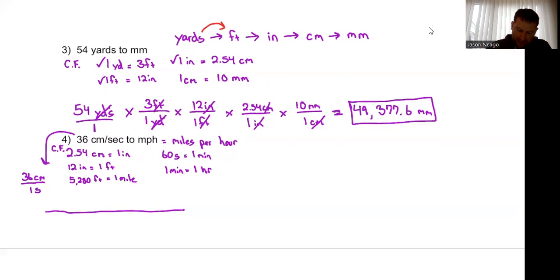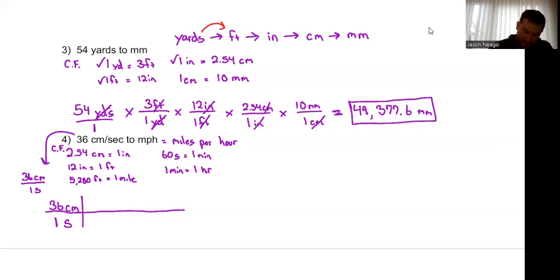So when I start this out using the railroad track method, I'm going to put what I'm given in the left-hand side of my dimensional analysis. So I have a complex unit, so I'm going to write this as 36 centimeters over 1 second. Notice that my given value has a unit in both the numerator and the denominator.